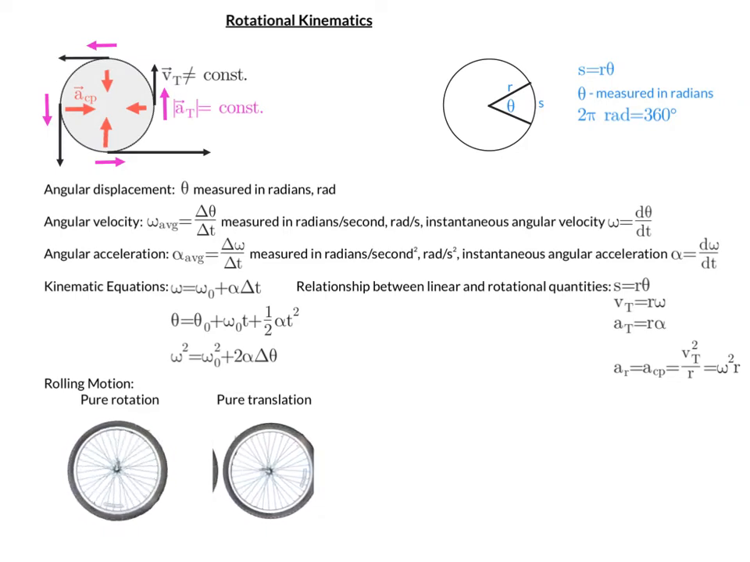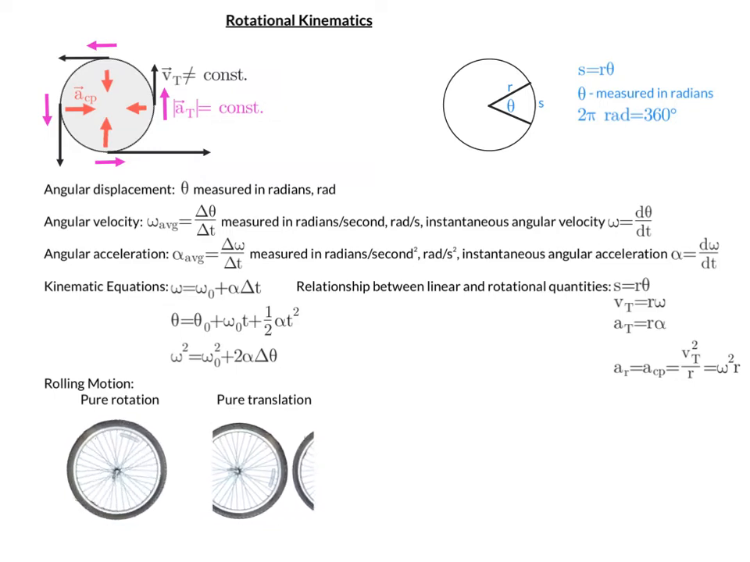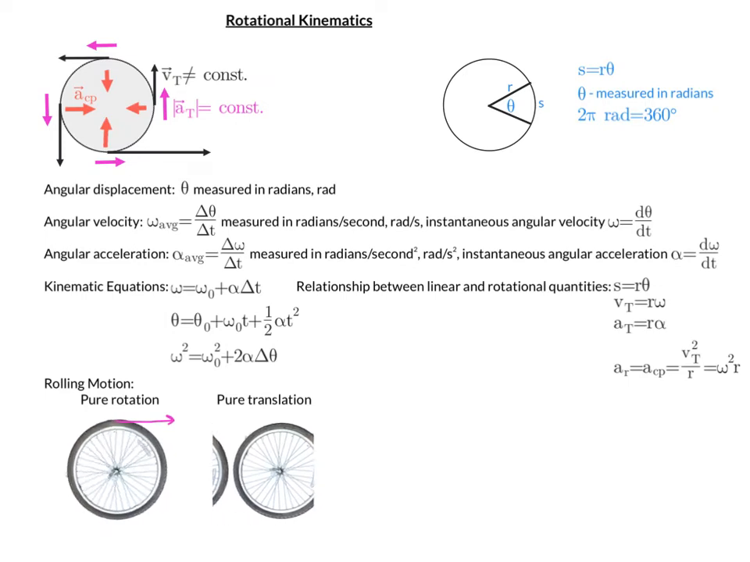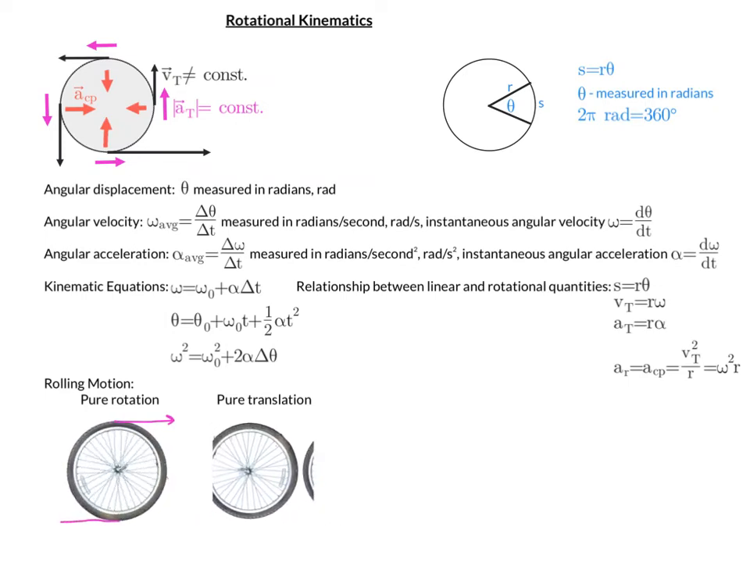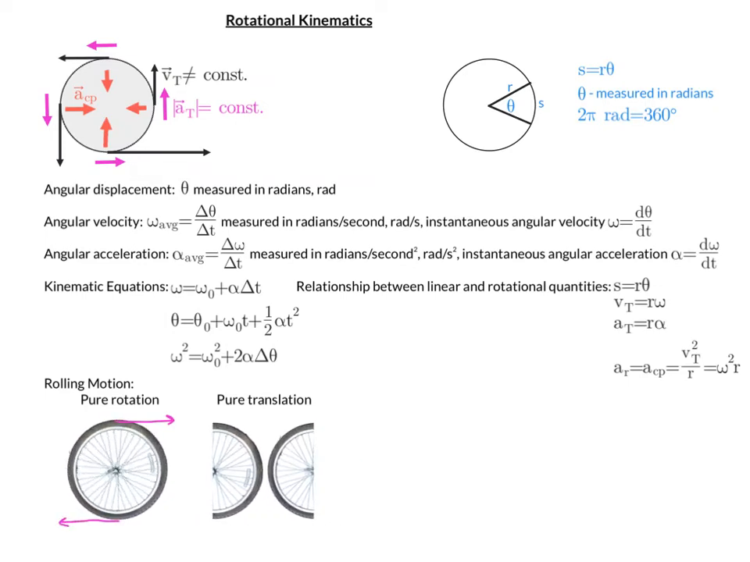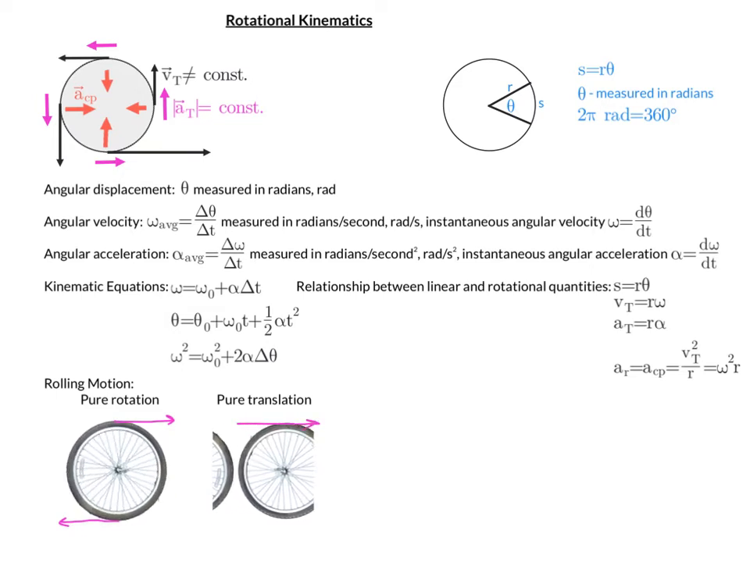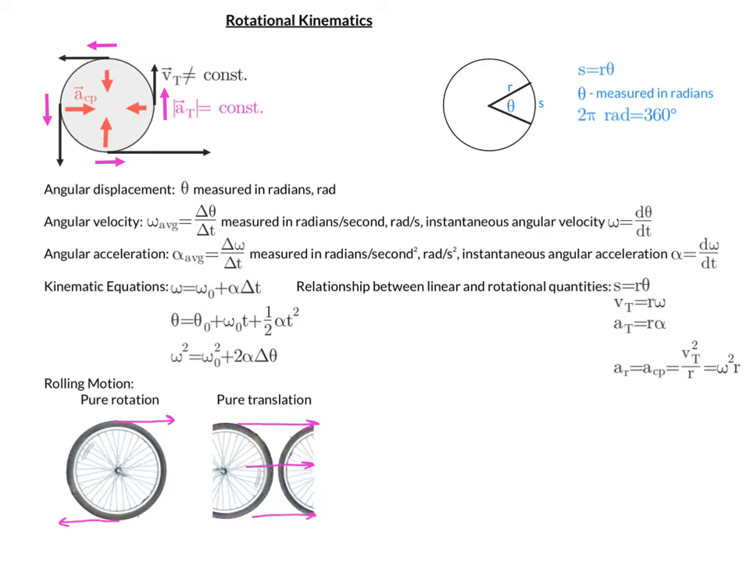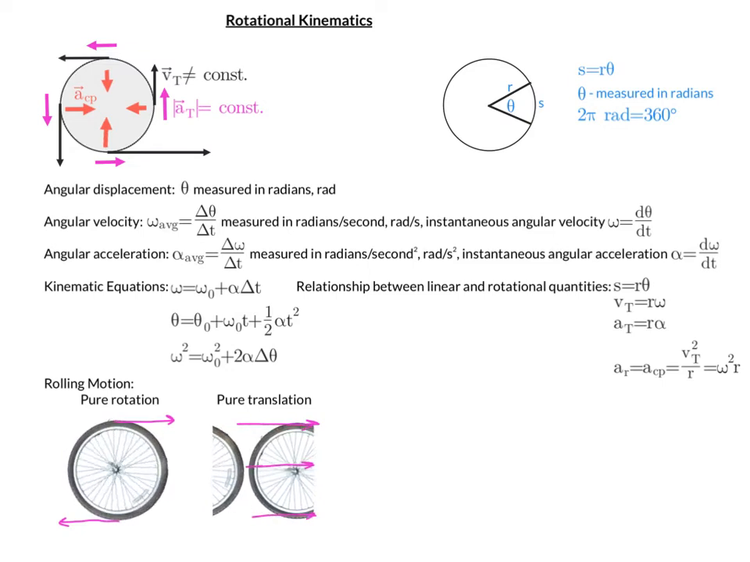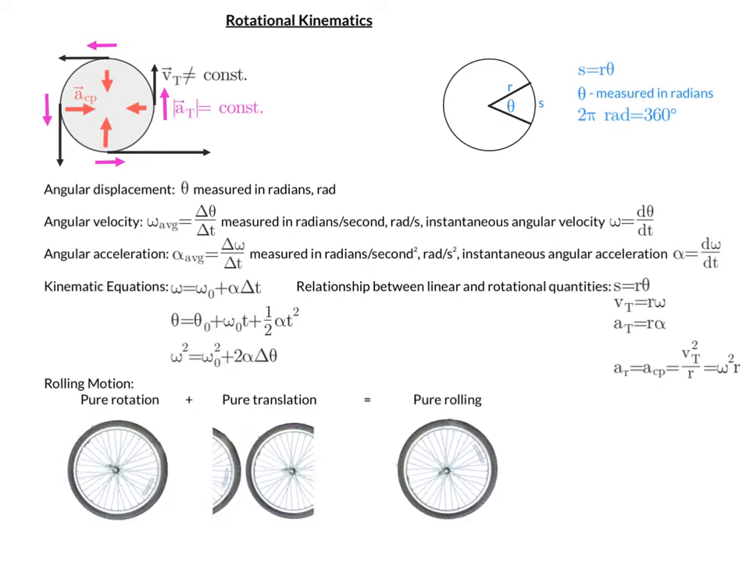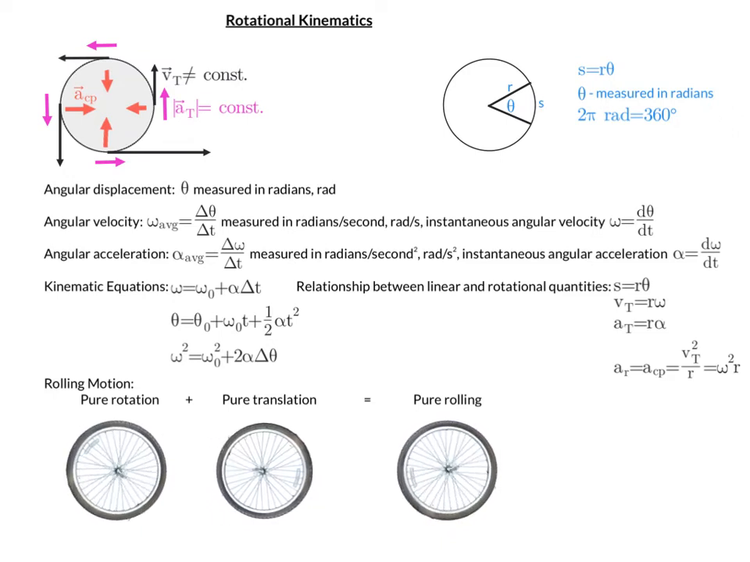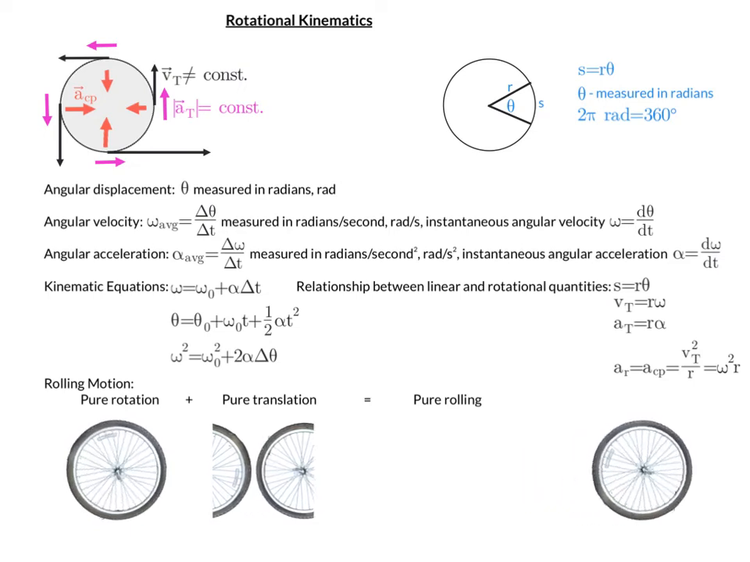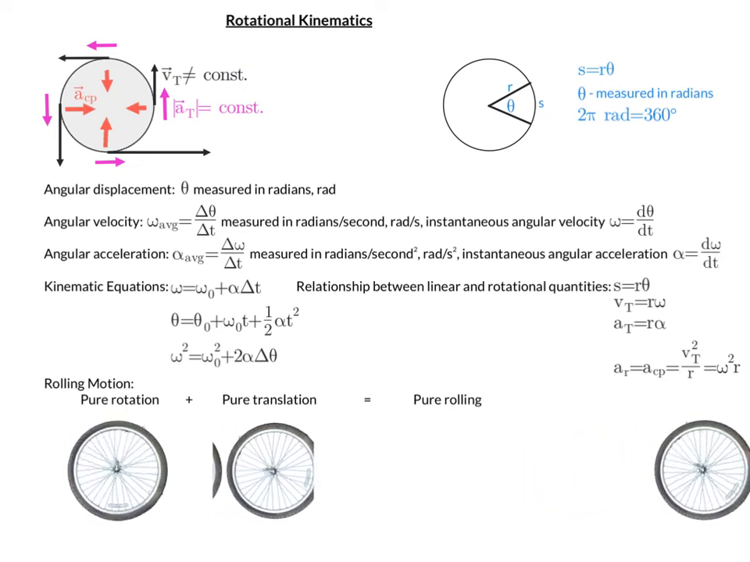So I'm going to draw some arrows here. They'll disappear soon, but here is the tangential velocity of the bicycle wheel, and it's going in the opposite direction here. Whereas in the pure translation, it all moves to the right at the same rate. So we have the same velocities over here. So now, if we put these things together, then we end up with pure rolling that looks something like this. There is my bicycle wheel moving.